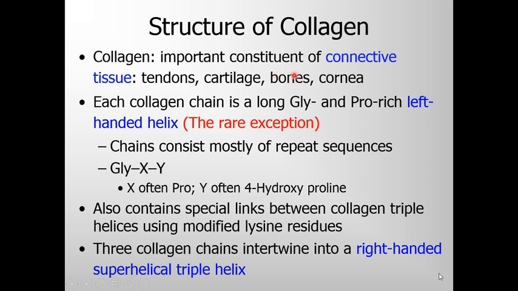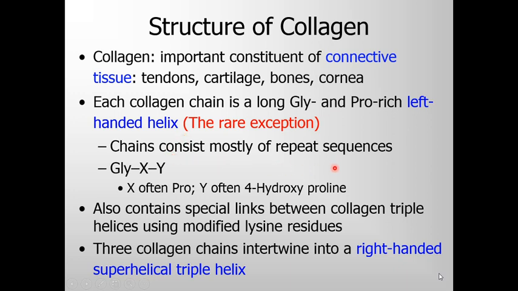Collagen is an important constituent of connective tissues such as tendons, cartilage, bones, cornea, etc. Each collagen chain is a long glycine and proline-rich left-handed helix, the rare exception. Remember, in the previous part, I told you that no proteins are known with left-handed helices. Collagen is one of the rarest of the rare examples which has glycine and proline in an alpha helix, and hence the alpha helix happened to take a left-handed form rather than a right-handed form.